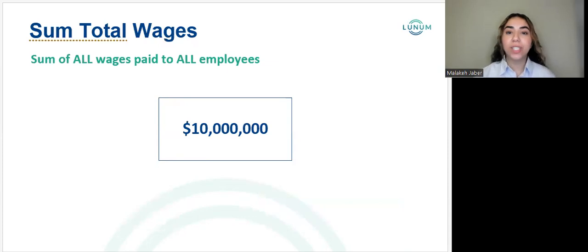Now to the first step, as I previously mentioned, in calculating total employment impact. Our first step is to sum total wages. For company ABC, the sum of total wages in the accounting year paid to all employees was $10 million.